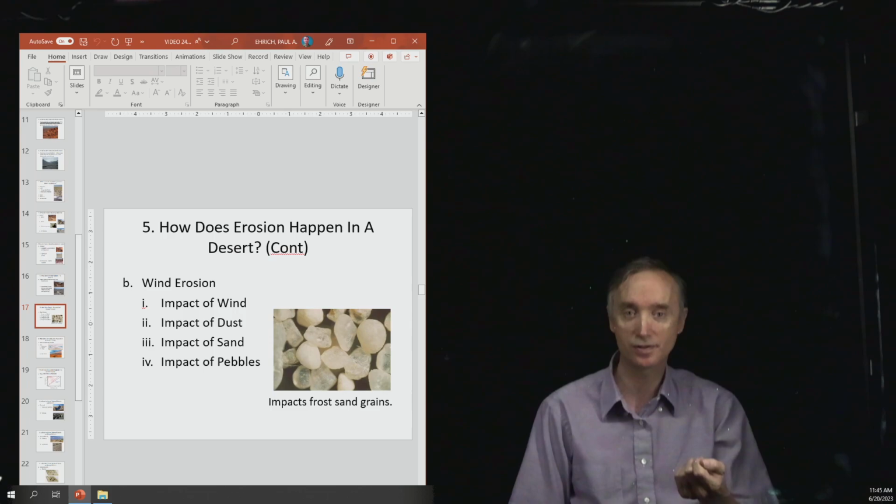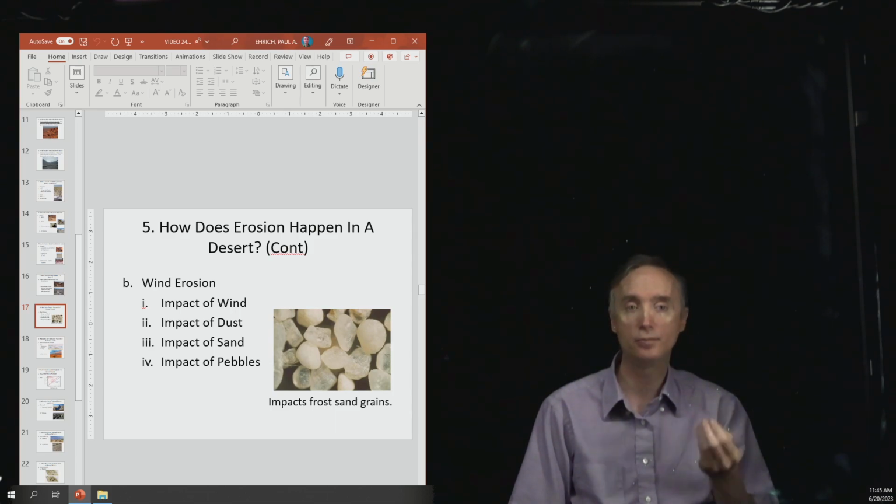Quartz is very resistant to being eroded, and so the impact of sand grains on rocks can do a lot of erosion. And then also the impact of pebbles. So notice that this is very similar to what a river can do.